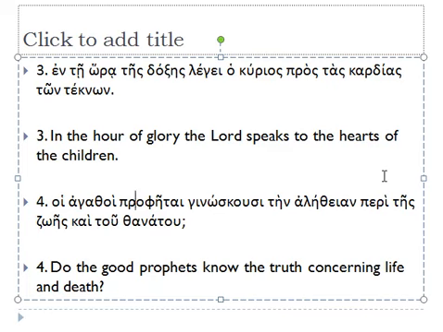And it's a question, so do the good prophets know? Is how we would finally phrase that in English. Do the good prophets know the truth about life and death?